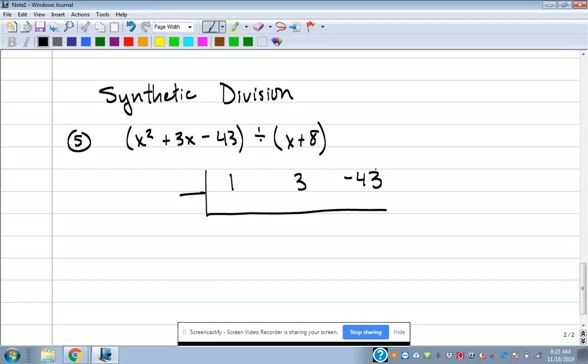Now, we have to have a number on the shelf. To get the number on the shelf, you take your divisor, what you're dividing by, and you set it equal to 0. So it'd be x equals negative 8. This is what goes on the shelf, negative 8.